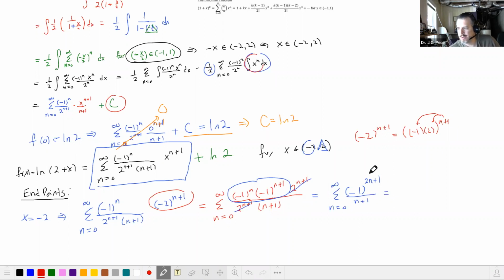Because what type of power is 2n plus 1? It's an odd power always, right? So if you take a number, multiply by 2, it's always even. So if you add 1 to it, you always get an odd power. And so that's going to be equal to the sum, n equals 0 to infinity, of just -1 over n plus 1. And this is a homework problem, right?